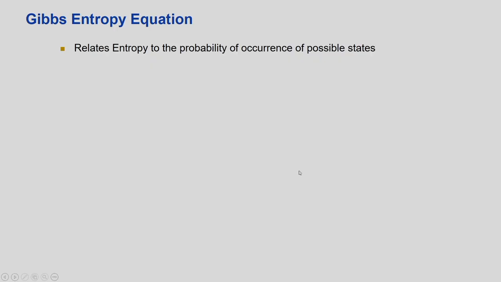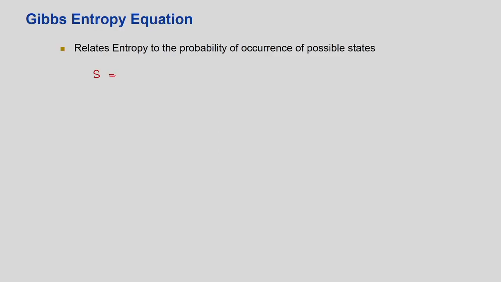After this we go to the Gibbs entropy equation. This is important because it relates entropy to the probability of occurrence of possible states. If there are a number of states accessible to a particular atom, which state can it take? So it is a probability again. What are the states it has access to? That information can be stored in terms of entropy. Let us write down the Gibbs entropy equation, which we already derived earlier. It is S = k ln Q + kT (∂ln Q/∂T) at constant N and V. So this is your Gibbs entropy equation.